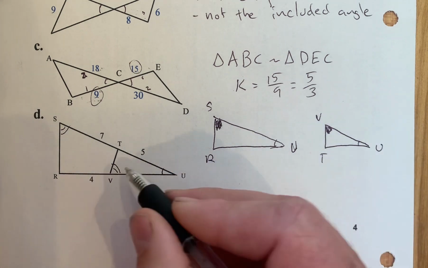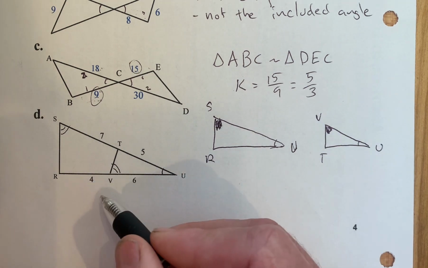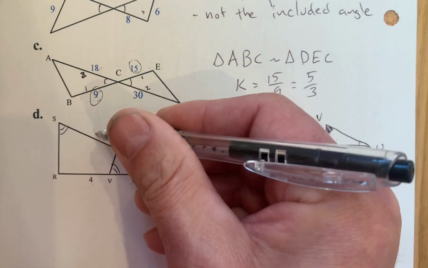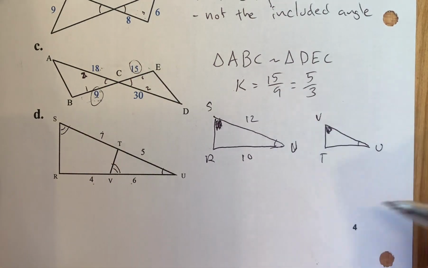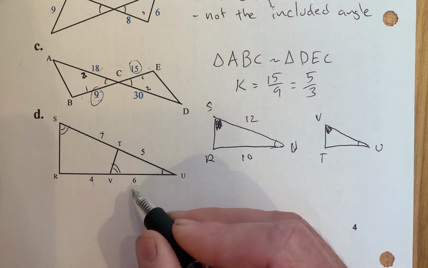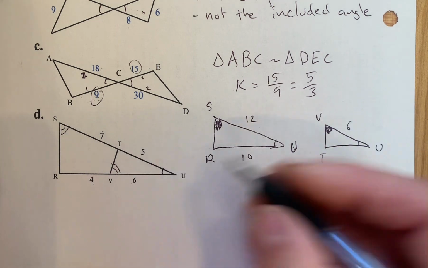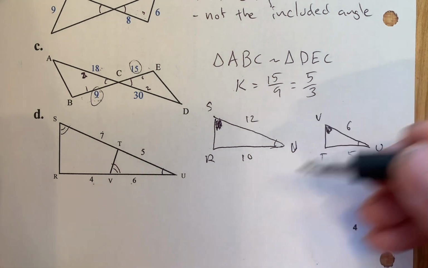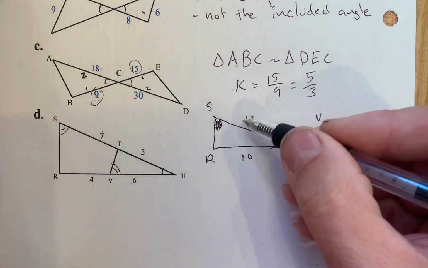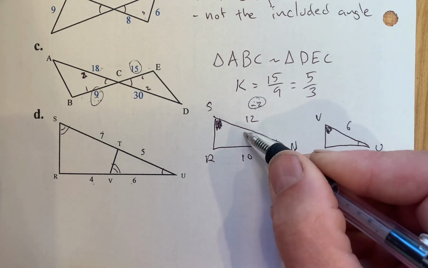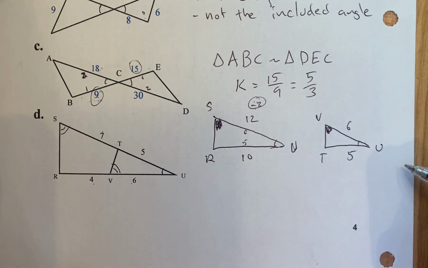For the first one, this side right here, 4 plus 6 is 10. So the big triangle has 10, and 7 plus 5 is 12. So it's 10 and 12. And this one, this longer side from V to U is 6, and that goes up here, and the other one is 5. And it's looking to me like those are similar. If I reduce this by 2, divide by 2, I get 6 and 5, and so that does work.